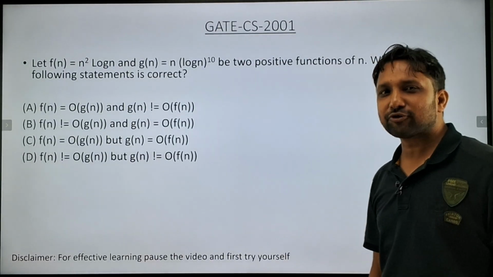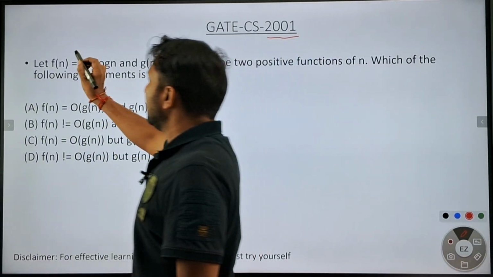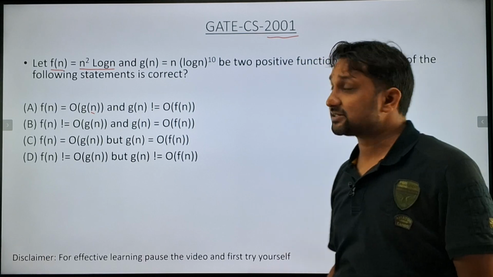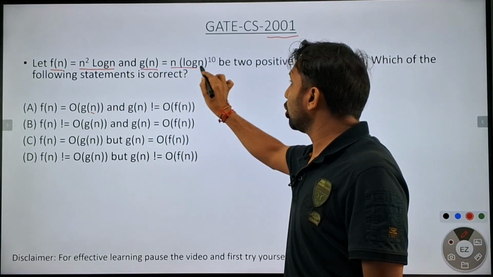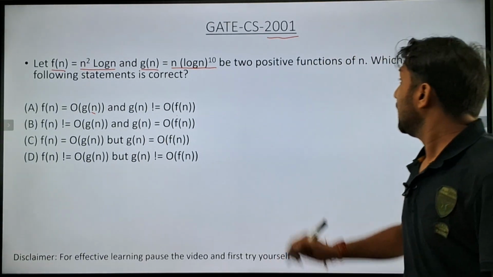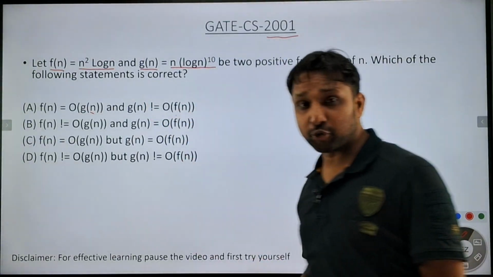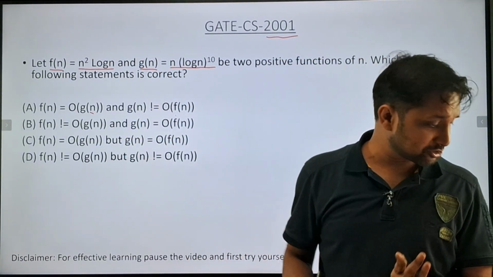So the next question is from GATE 2001. Let me read the problem statement. Let f(n) equal to n square log n. One function f(n) is given. Another function g(n) is given, that is n into (log n) power 10. We need to find out which of the following statements is true, based upon these two functions.